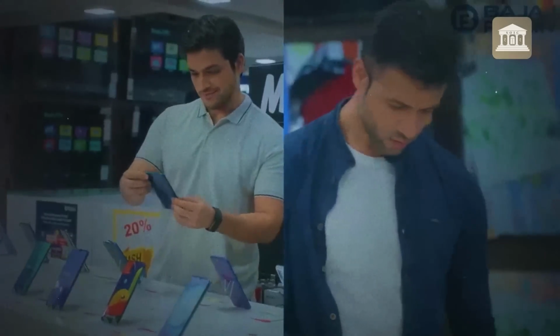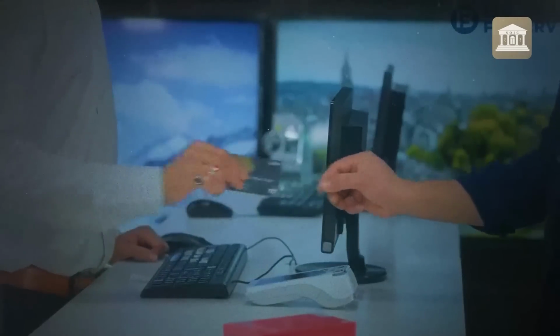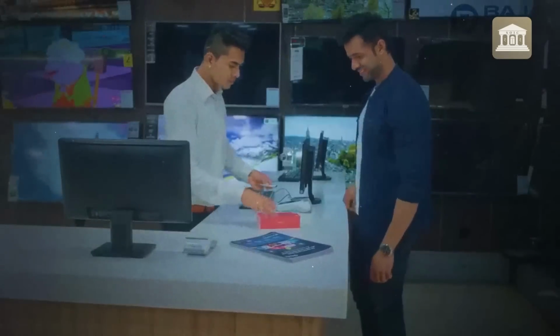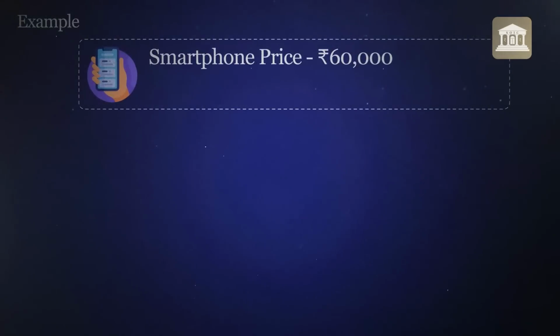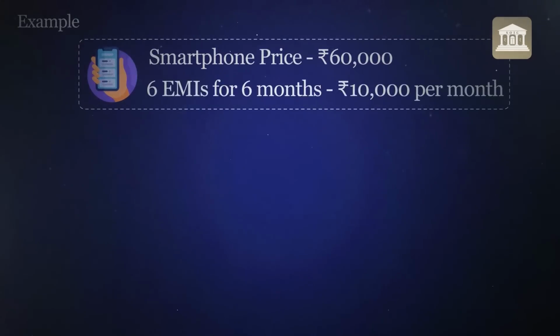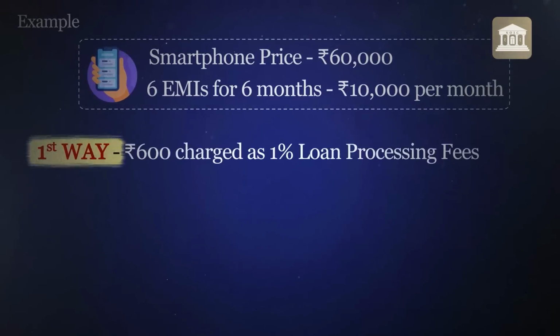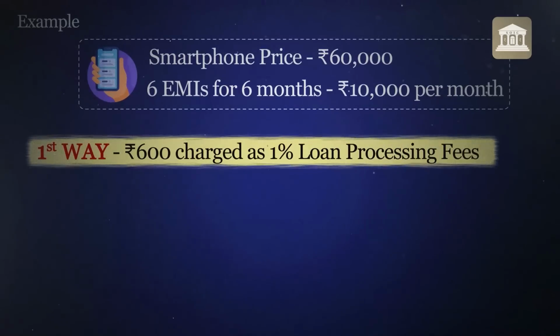Now suppose if I go to a store and if I buy a smartphone and I get it financed by Bajaj Finance. Now if I paid 60,000 rupees for the smartphone and I got it into 6 EMIs, that is 10,000 rupees a month. So Bajaj Finance will make money through 2 ways. First way Bajaj Finance will make money is that Bajaj Finance will charge me 1%, that is 600 rupees, basically as a loan processing fee. So that is 600 rupees that Bajaj Finance ends up charging me.